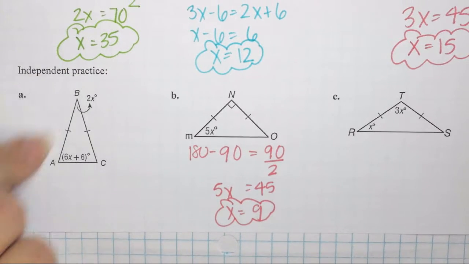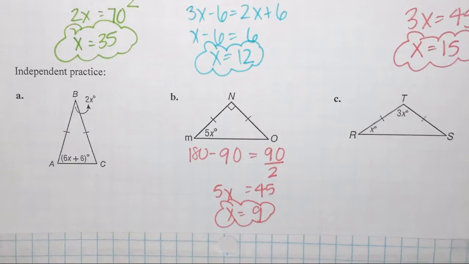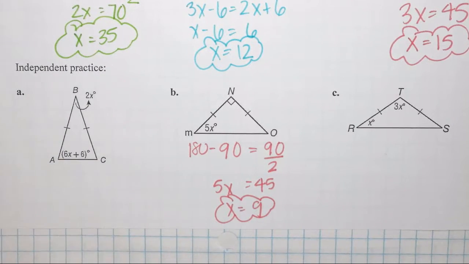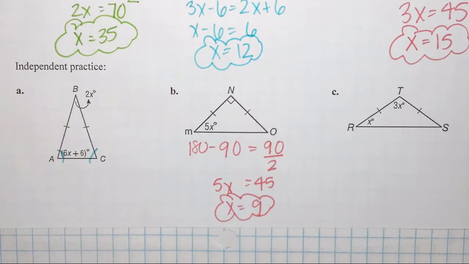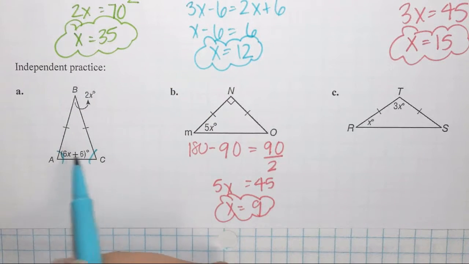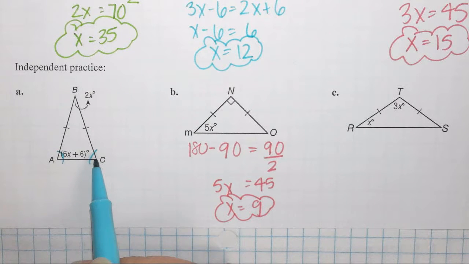All right, let's look at A. Independent practice A. What do those pieces mean about A and C? They're congruent. Children, it's like you've learned something. Now, if this is 6x plus 6, what does this equal? Do we know what the sum of a triangle is? 180. So could we add all these up and set it equal to 180?